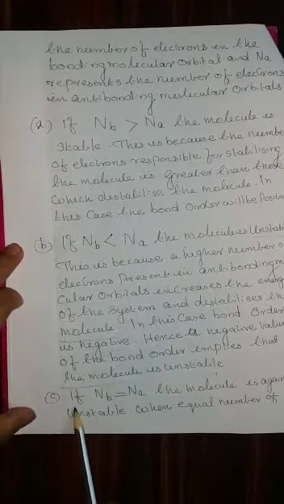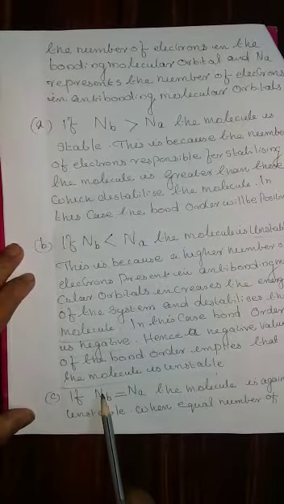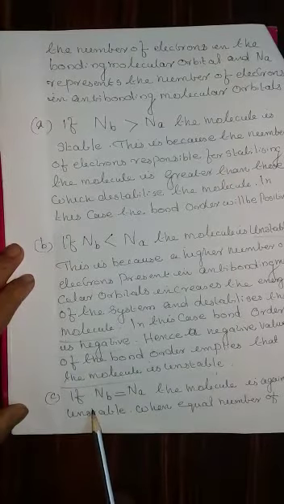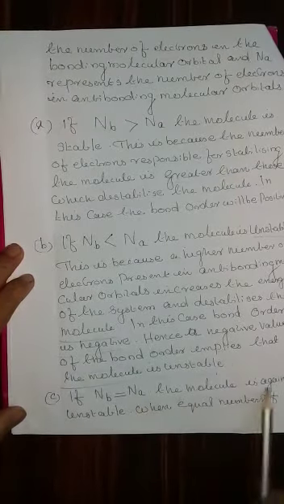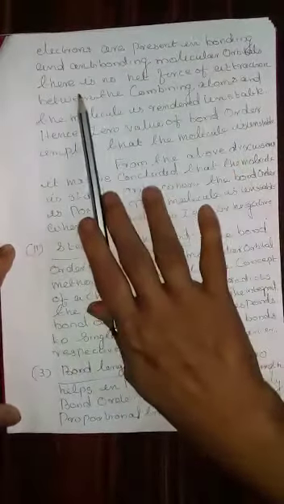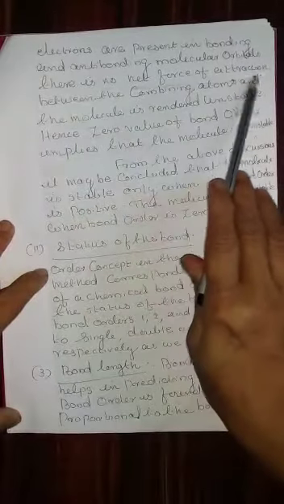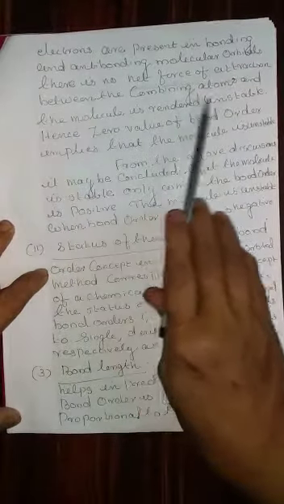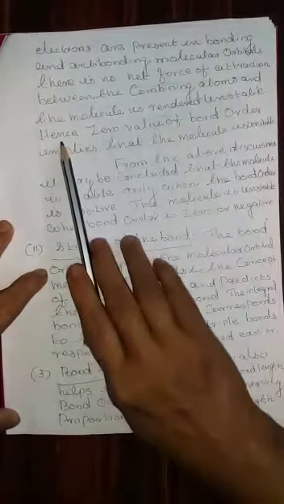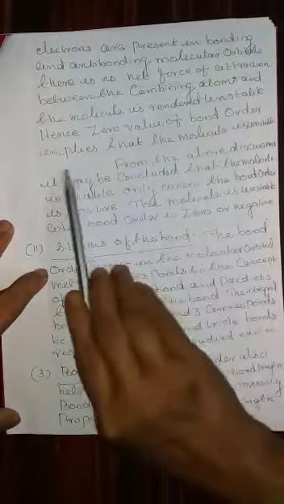3. If the number of electrons in the bonding orbital is equal to the number of electrons in the antibonding orbital, that is Nb is equal to Na, the molecule is again unstable. When an equal number of electrons are present in the bonding and antibonding molecular orbitals, there is no net force of attraction between the combining atoms and the molecule is rendered unstable. Hence, a zero value of the bond order implies that the molecule is unstable.